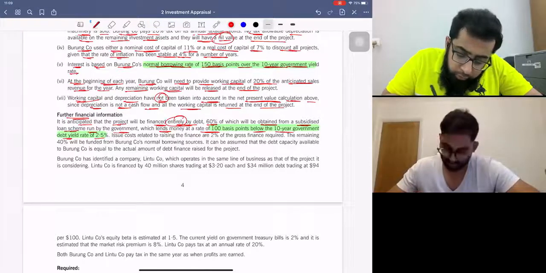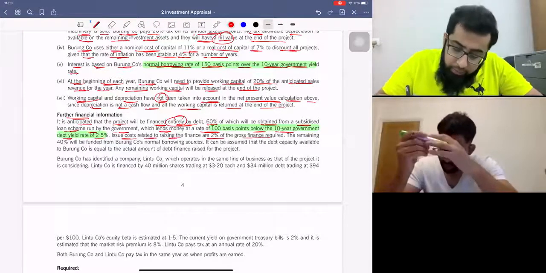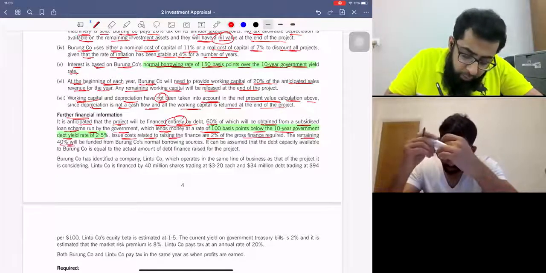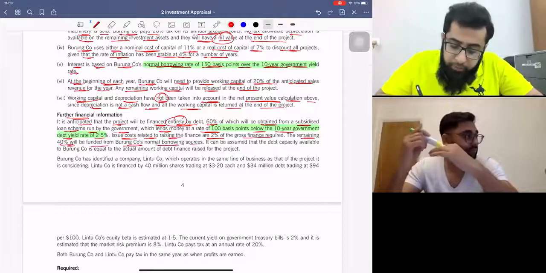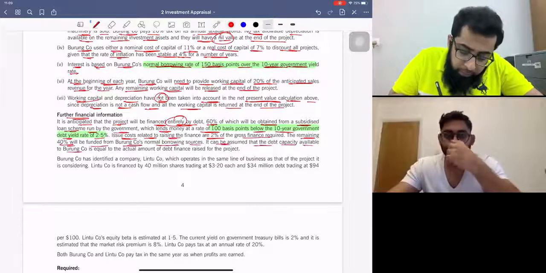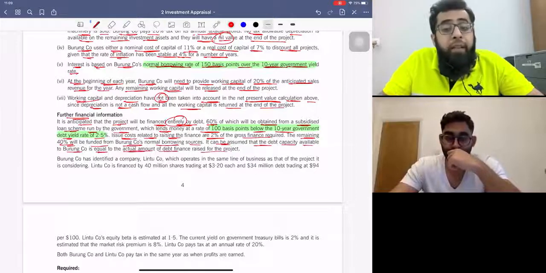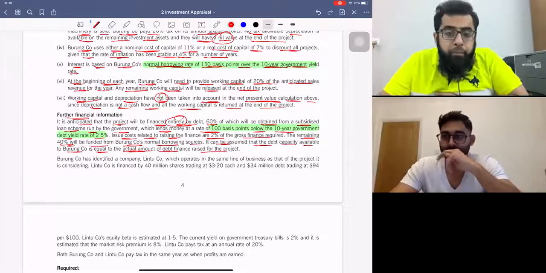Issue costs related to raising the finance are 2% of the gross finance. The remaining 40% of funds will be funded from Burung company's normal borrowing sources. It can be assumed that the debt capacity available to Burung company is equal to the actual amount of debt finance raised for the project.